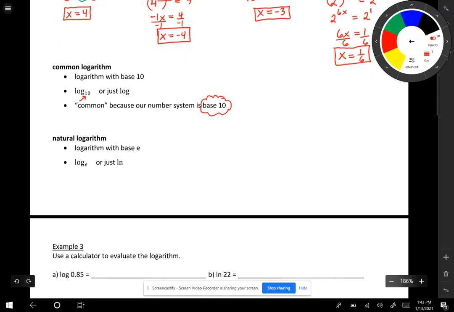A natural log is a logarithm with base e. And you learned about the number e when you did your notes in 7.3. So any log with a base e is called a natural log or log base e. If you don't see the letter e, it's understood. It's just everyone knows that natural log has a base of e and a common log has a base of 10. So that's just something you have to remember.